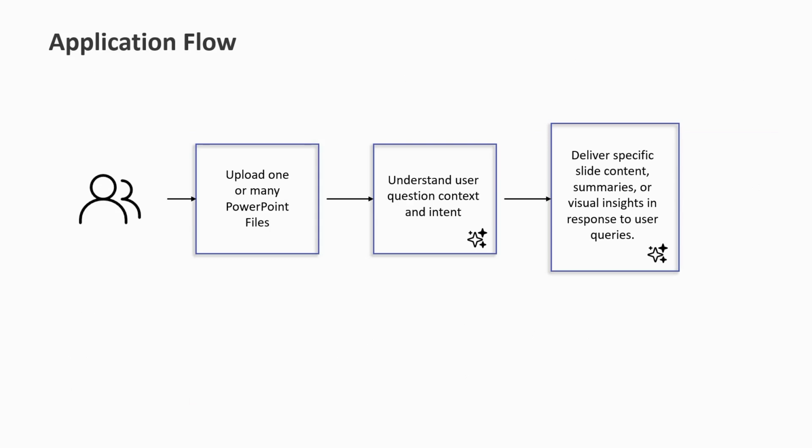So the flow is basically the user has to select the PPT that they want to work with. We then extract the data out of the PPT. We use a RAG-based approach. When we extract the data out of the PPT, we chunk it, vectorize it, and then store it in a vector store. We use that for semantic searching.